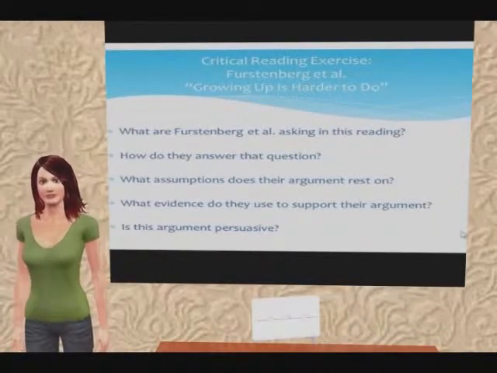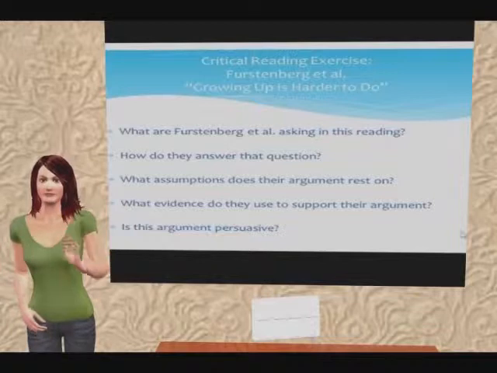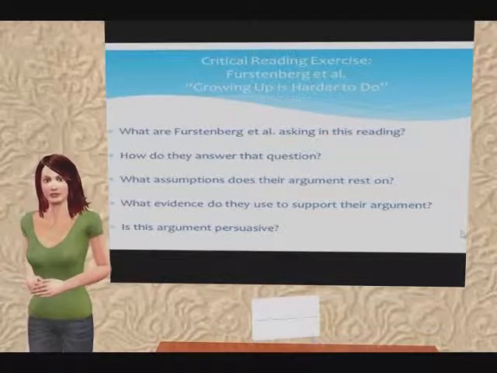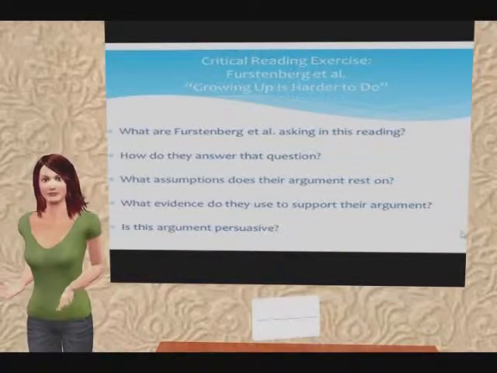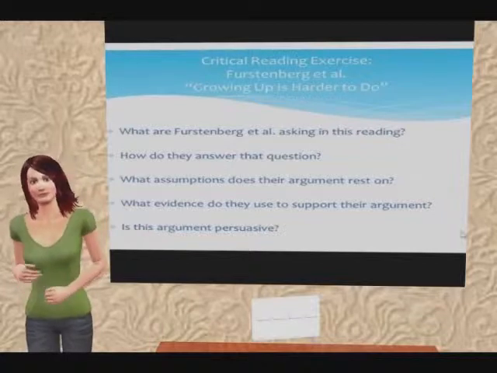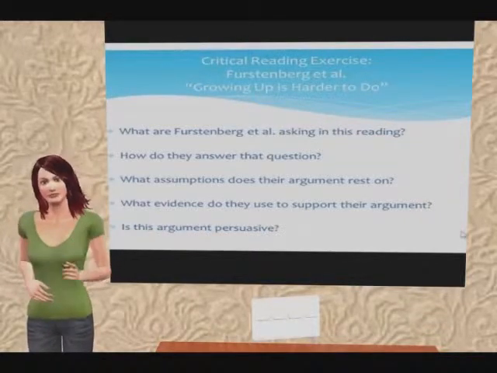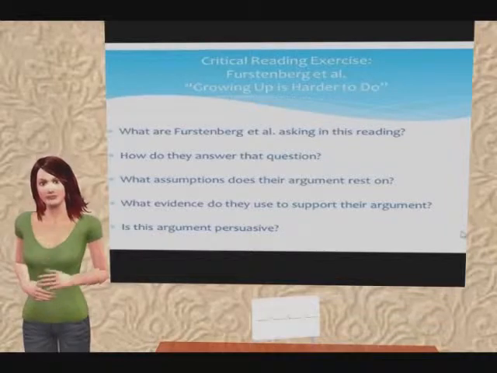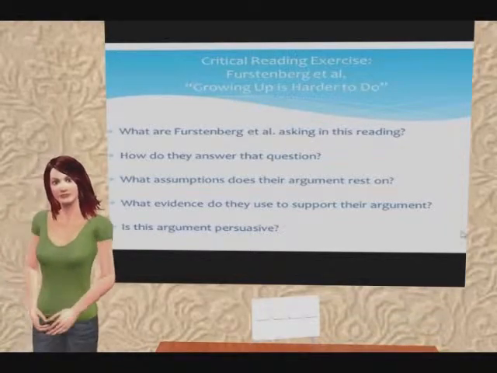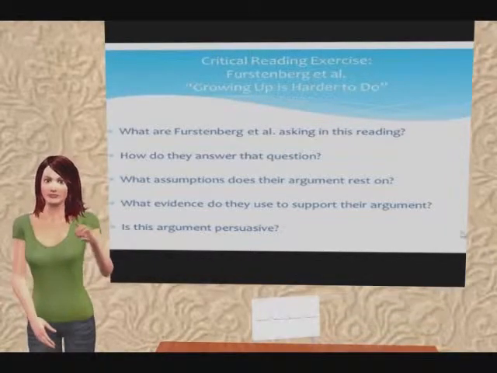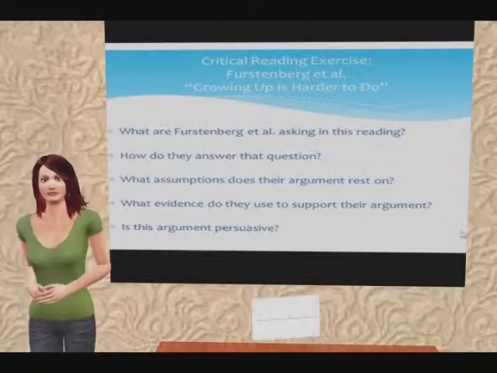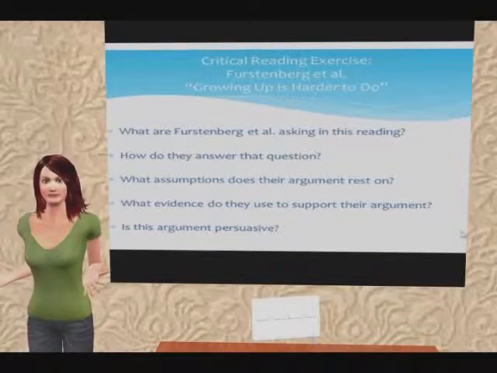So a couple of things. One, et al., that looks a little strange, doesn't it? Et al. is simply an abbreviation for a Latin expression, meaning that there are other authors. So here, Frank Furstenberg is the first author, but there are additional authors. It's a way of not having to repeat the other authors' names over and over. So if you were wondering what that meant, that's what it means.